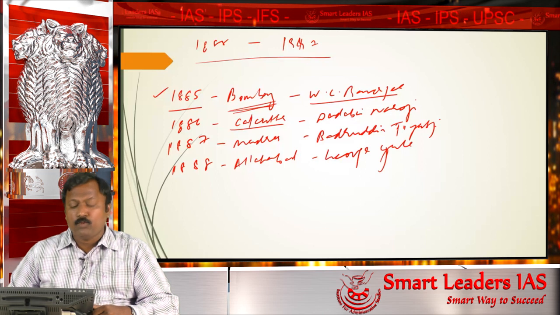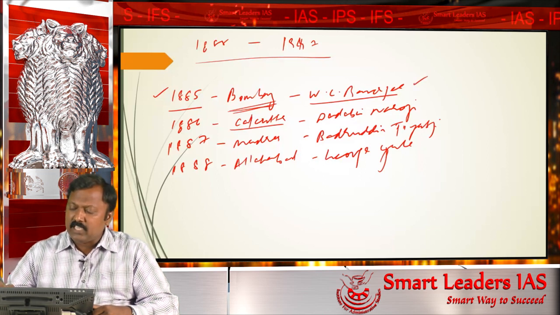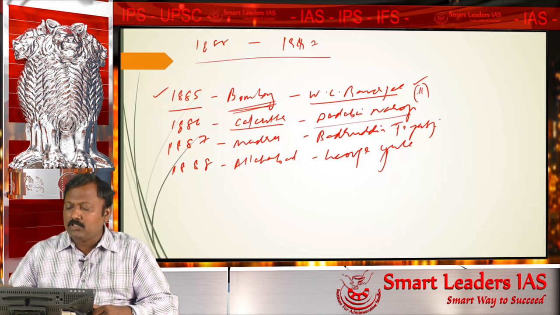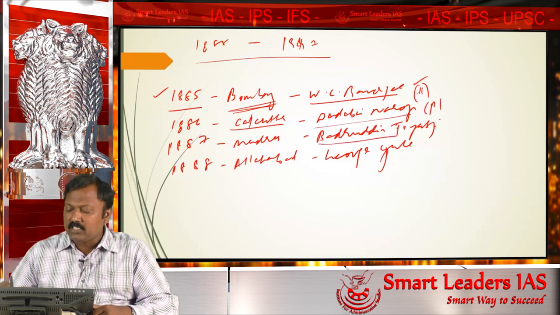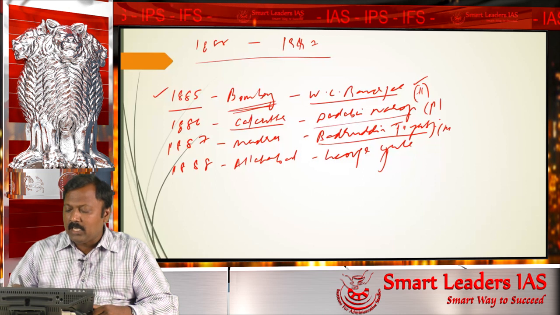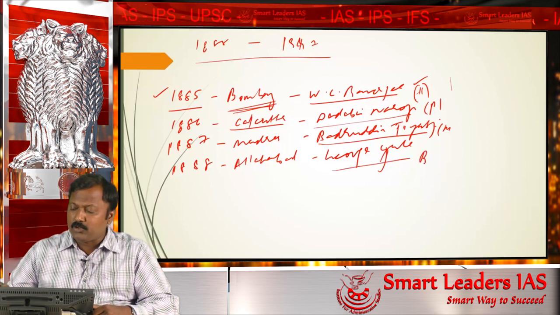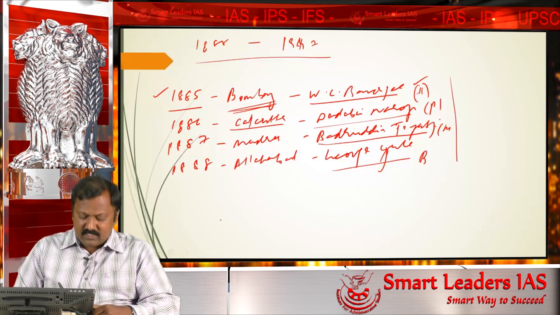Please understand one more point. The first president happens to be a Hindu, so the chance was given to a Hindu. The second president, Dadabhai Naoroji, happens to be a Parsi, and the third president, Badruddin Tyabji, happens to be a Muslim, and the fourth president, George Yule, happens to be a British. So the first 4 sessions I hope you remember, and next we will go to the next set of presidents.